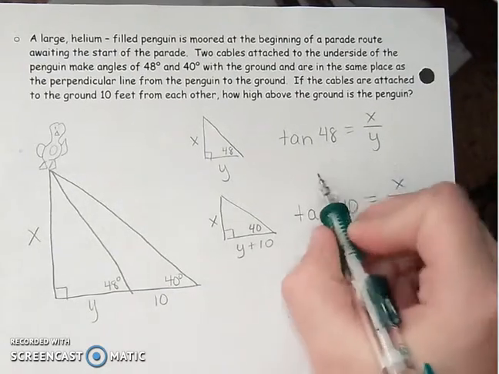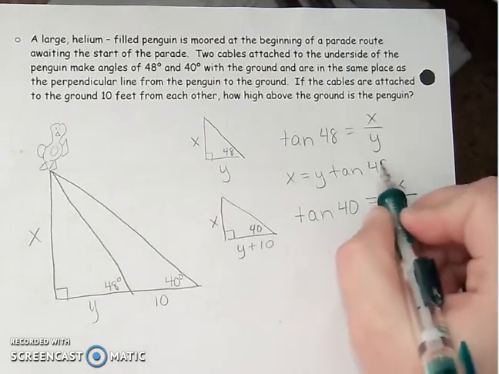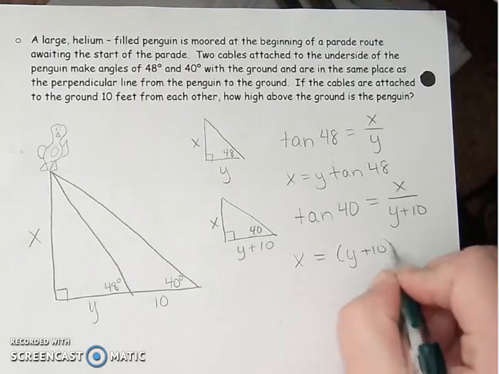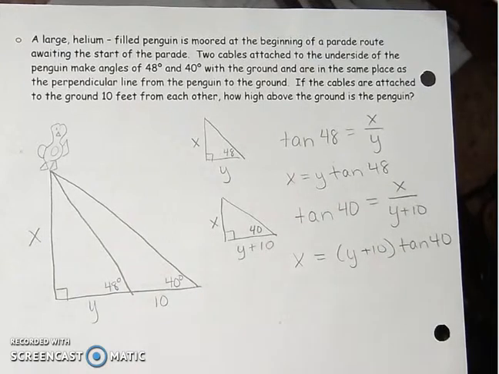So what I mean by that is here, x would equal y times the tangent of 48. And here, x would equal (y plus 10) times the tangent of 40. And I put parentheses around that because whenever you get x by itself, you multiply by the whole thing. You don't want to accidentally think it's y plus just 10 times the tangent of 40. That's another common mistake that happens with trig problems, the use of parentheses. So be very, very careful with use of parentheses.